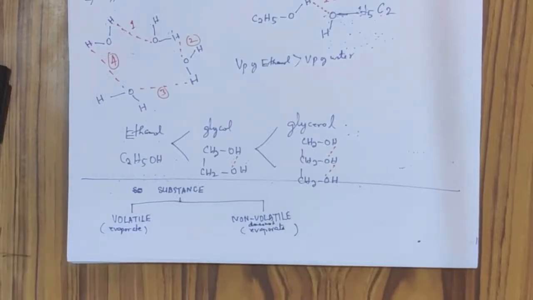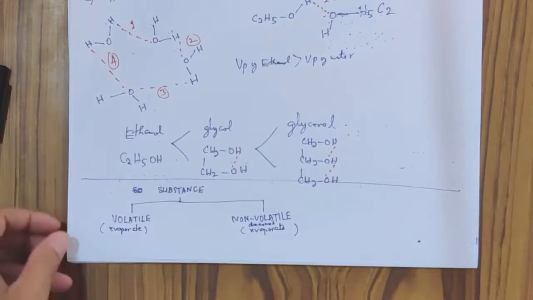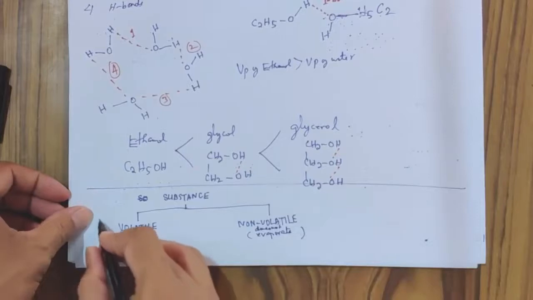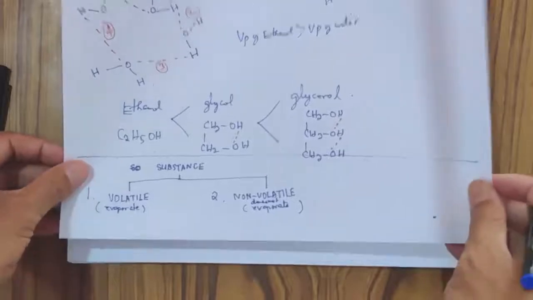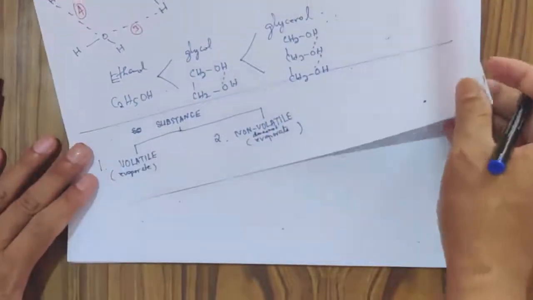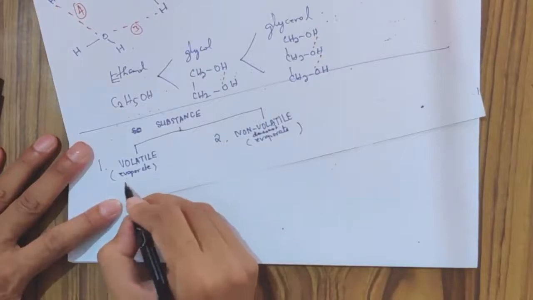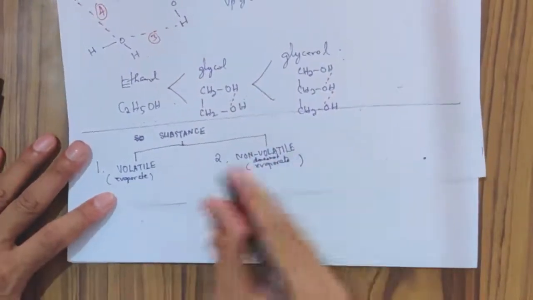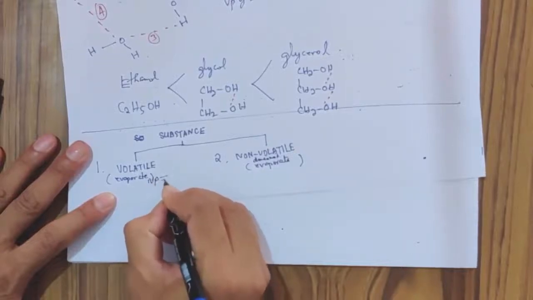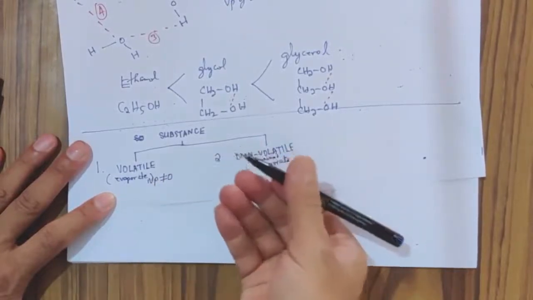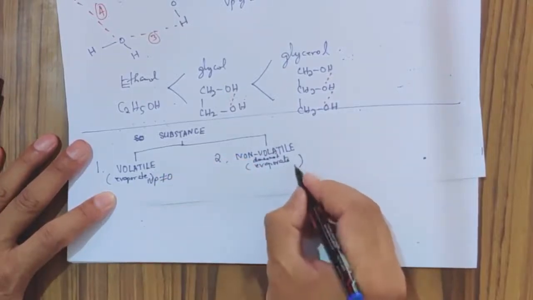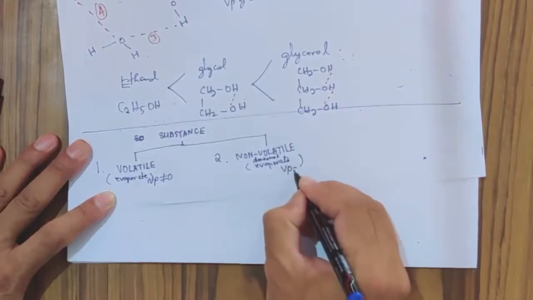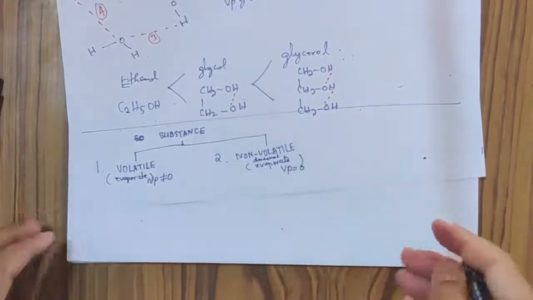Based on vapor pressure, substances are divided into volatile substances and non-volatile substances. A volatile substance evaporates, so its vapor pressure is not equal to 0. It will have some evaporation and some value of vapor pressure. For a non-volatile substance, vapor pressure will be 0 because it does not evaporate.